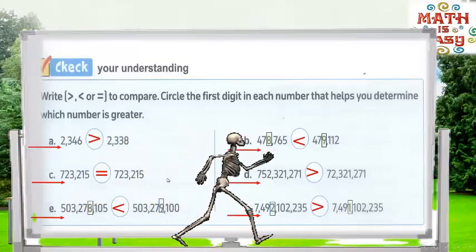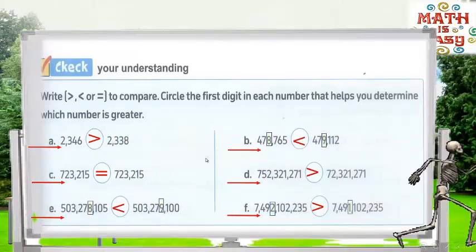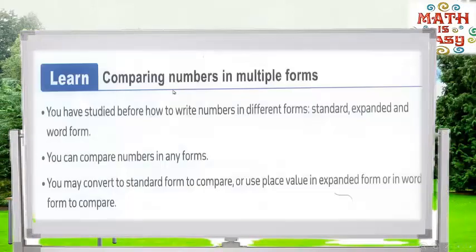Are you ready to take the next point in this lesson? Comparing numbers in multiple forms. You have studied before how to write numbers in different forms. In lesson 3, we talked about how we can write numbers in standard form, expanded form, and word form. You can compare numbers in any form. If you have a number in standard form, expanded form, or word form, you can compare.